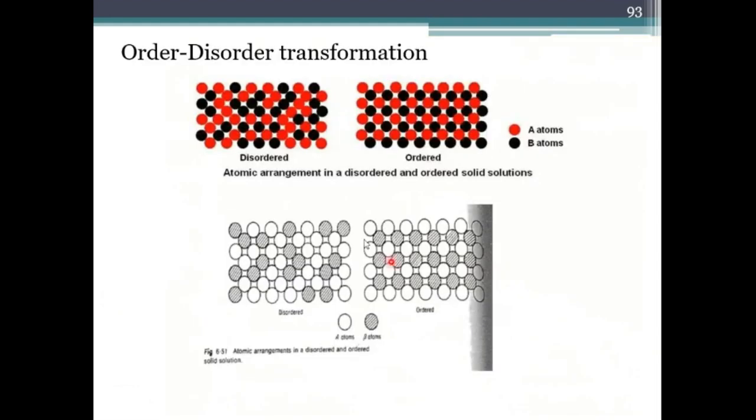These things I already told you: ordered and disordered pattern arrangement of solid solutions. In the ordered pattern, A atoms and B atoms will be orderly arranged like this. In the next case, it will be disordered, not properly arranged. These are the A atoms, B atoms. These are the different schematic diagrams.